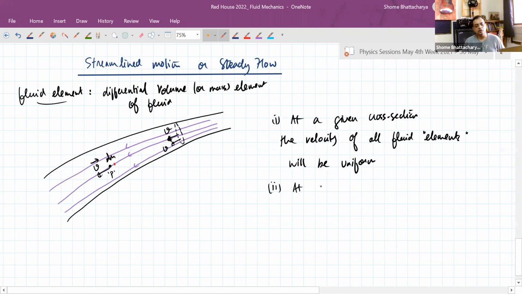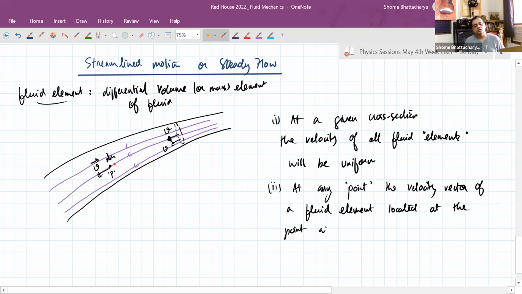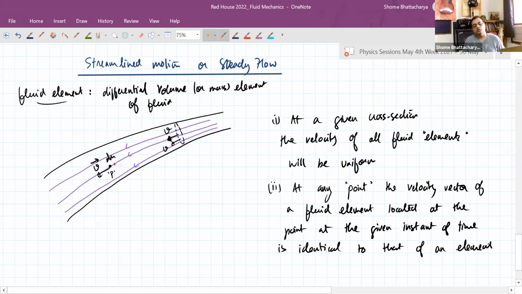Okay. So at any point, the velocity vector of a fluid element located at the point at the given instant of time is identical to that of an element located there at an instant before or after.